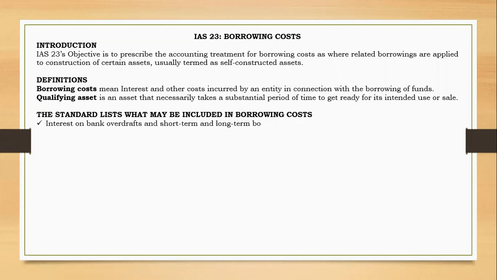Interest on bank overdrafts and short-term and long-term borrowings. These are just examples. We've gone to the bank, we've taken a short-term loan, maybe a bank overdraft, a normal short-term loan, or long-term borrowings for the sake of financing a non-current asset or maybe a current asset, whatever. It could be capitalized, but it's just a borrowing cost, as we know.